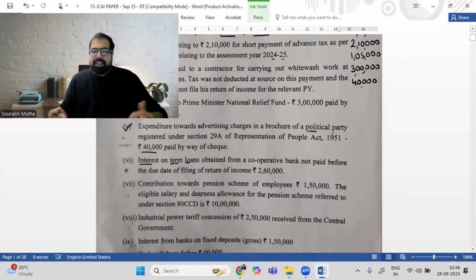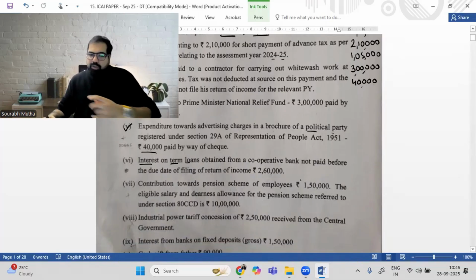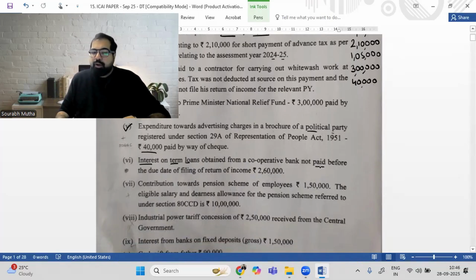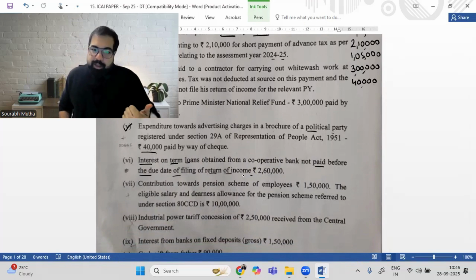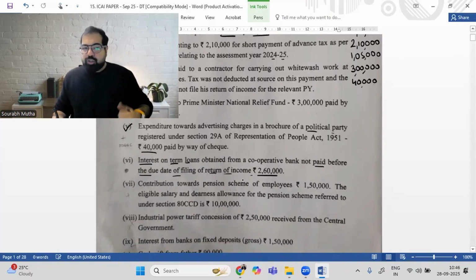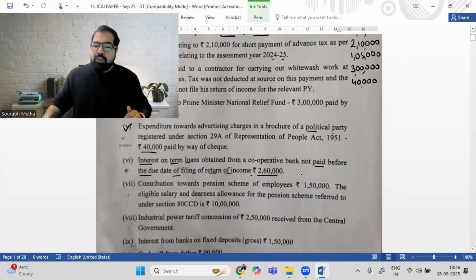Interest on term loans. Guys, in business, you take loans. He has taken loans obtained from a cooperative bank, but not paid before the due date of filing return of income. Guys, the government has a rule called Section 43B. And they say that there are 5 expenses called M, Tree, or Merit. In that, interest, if you don't pay to the bank, you won't get a deduction. So this is not paid and you won't get a deduction now. You will get it in the year you pay. So this 2,60,000 will have to be added back. Unfortunately, it will be added back.